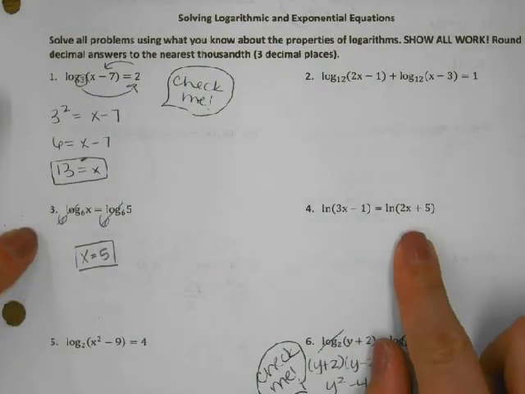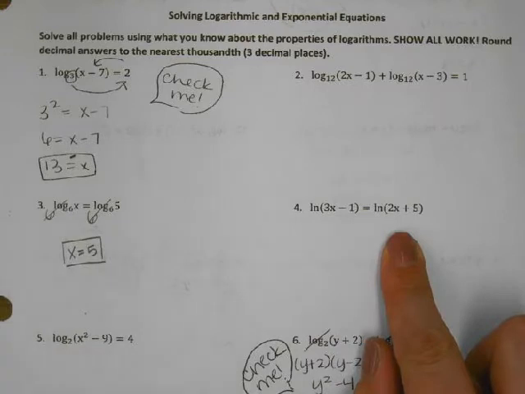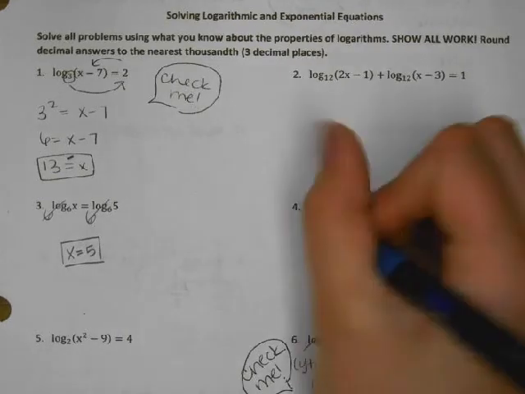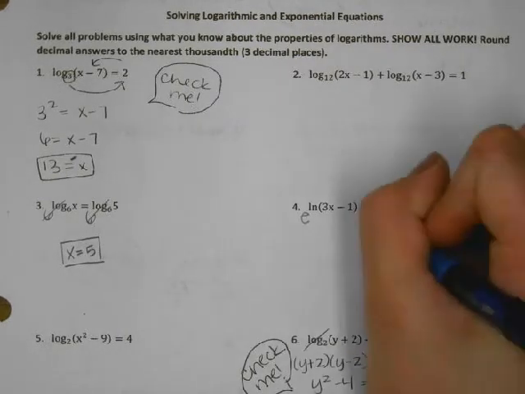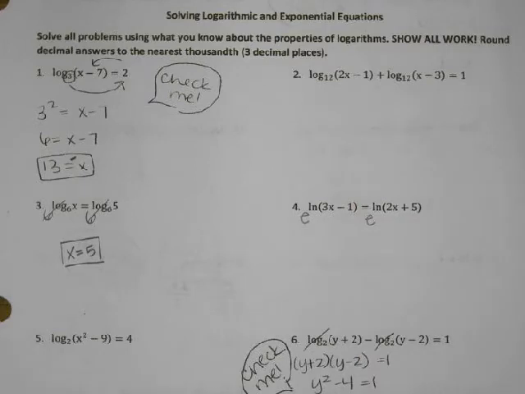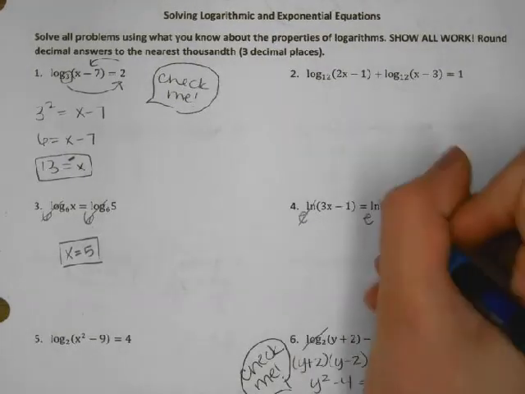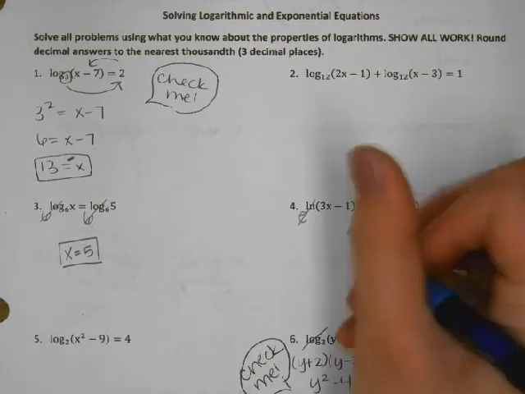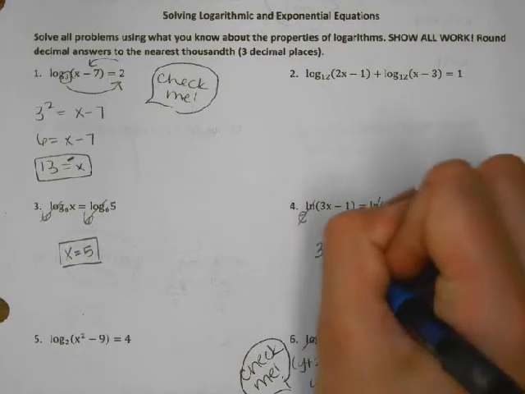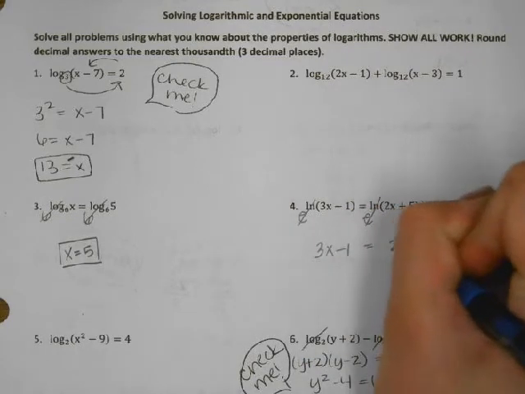So we're going to do the same thing over here. If I want to get rid of an ln, I have to use the base of that. That's a log base e. So I'm going to say e raised to the ln, e raised to the ln, and then those are going to cancel. And I get 3x minus 1 equals 2x plus 5.